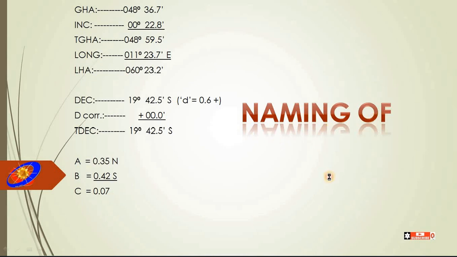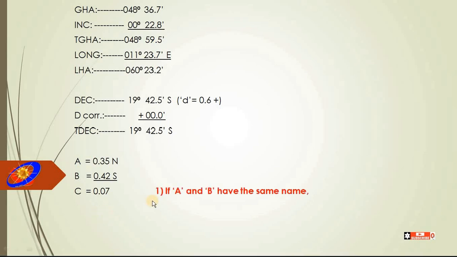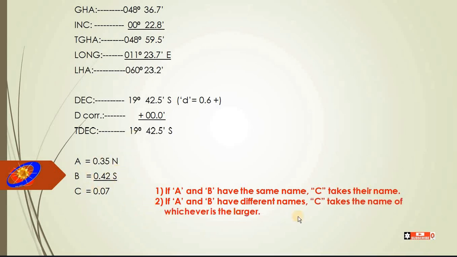Now, naming of C. We have rules. Number one rule: if A and B have the same name, C takes their name. But on the number two rule, if A and B have different names, as we have right now, then C takes the name of whichever is the larger. With this, our B has a larger value, so we take its name, which is south. So we take south.